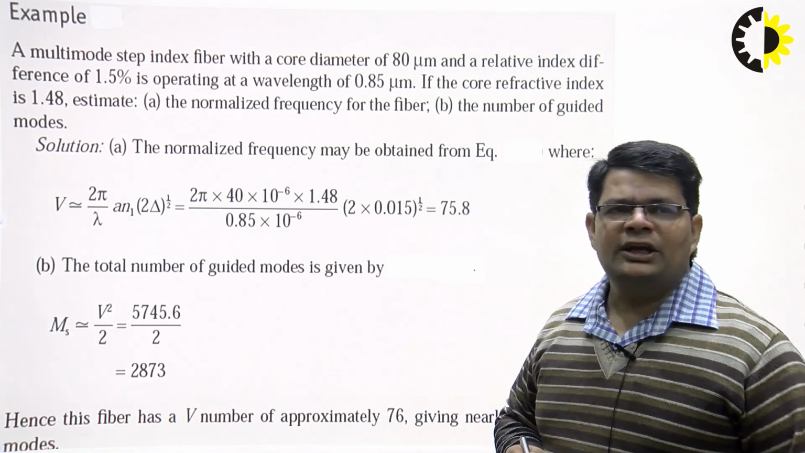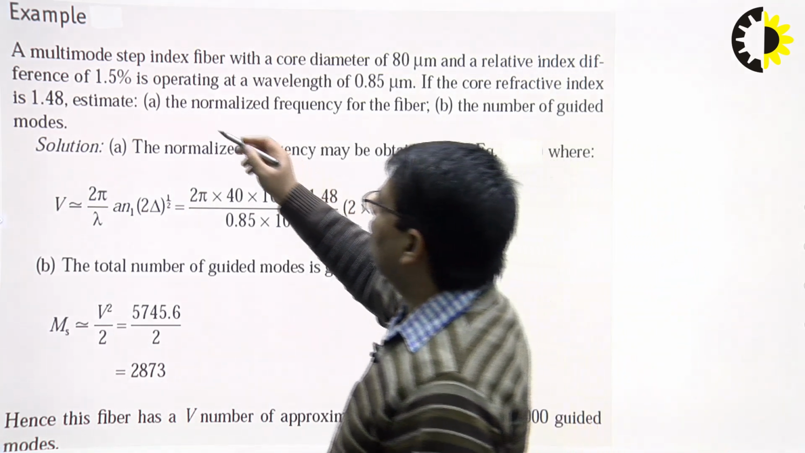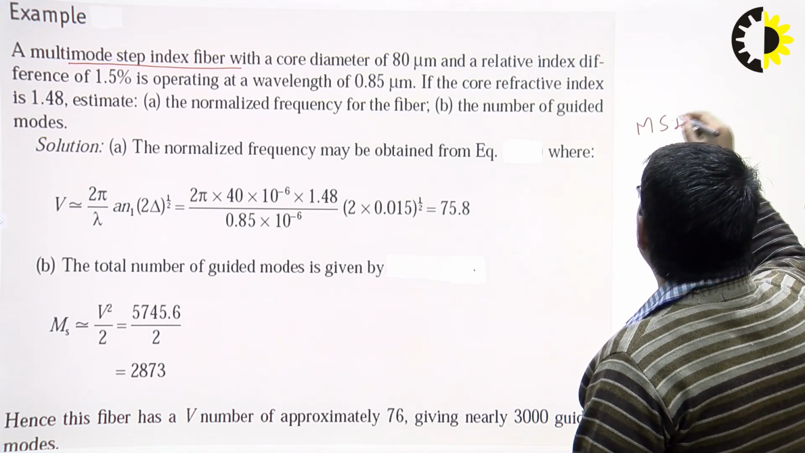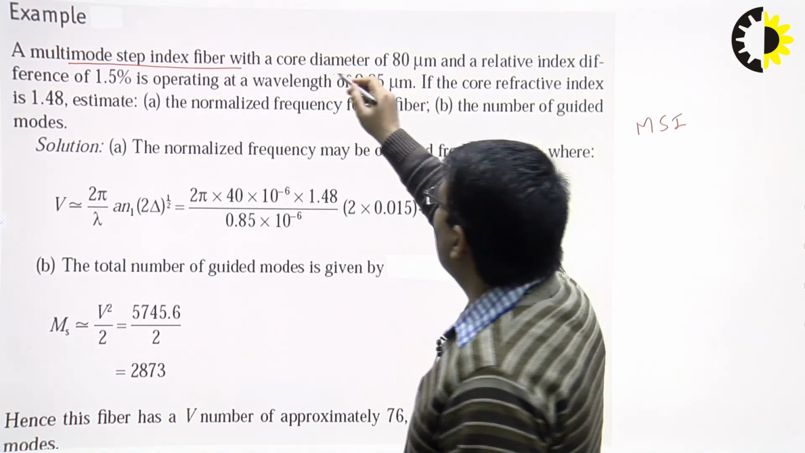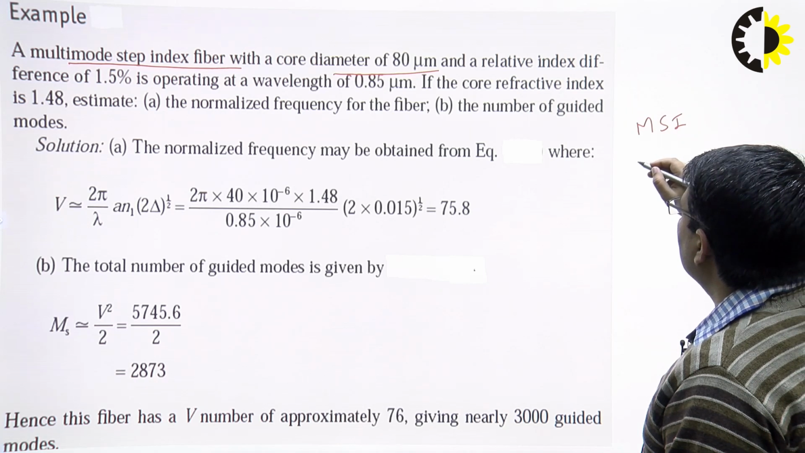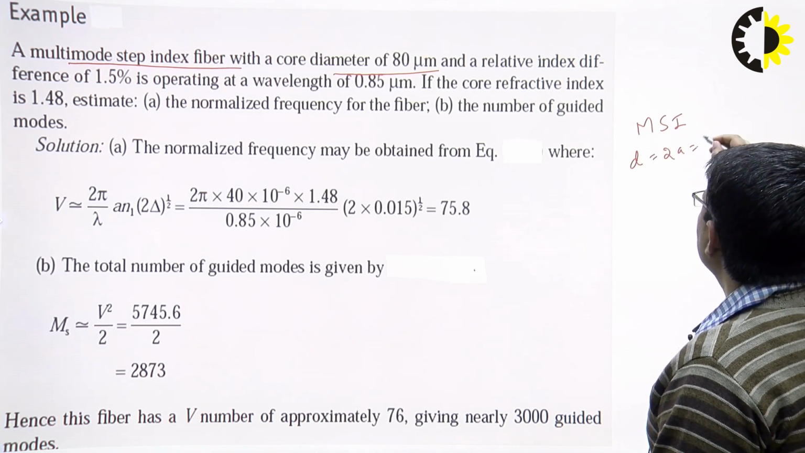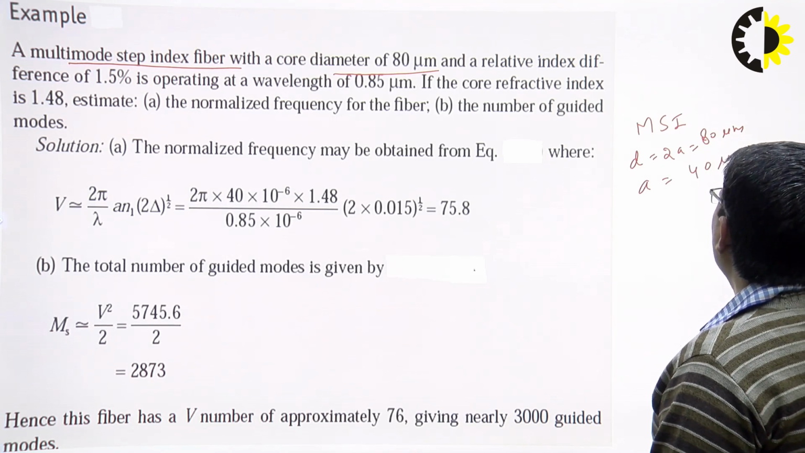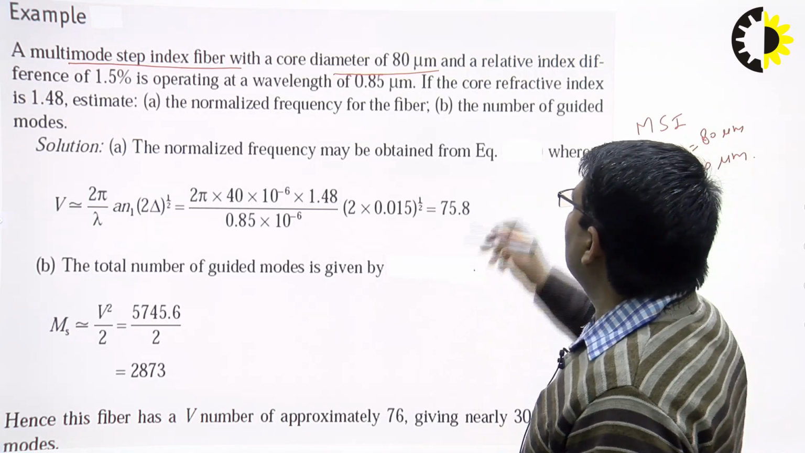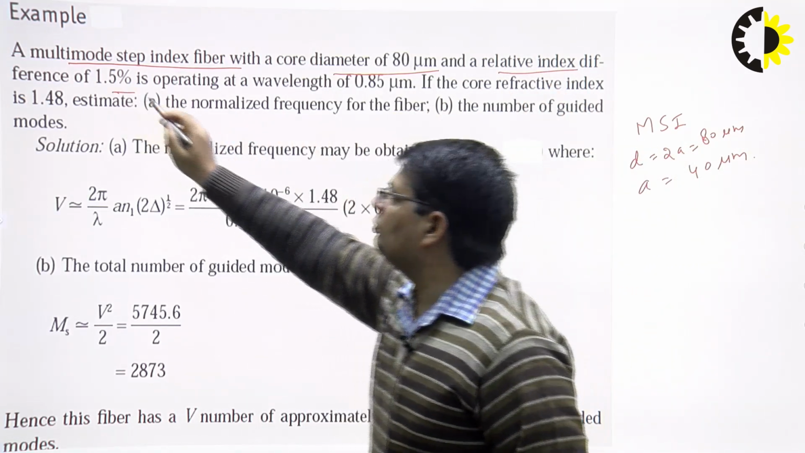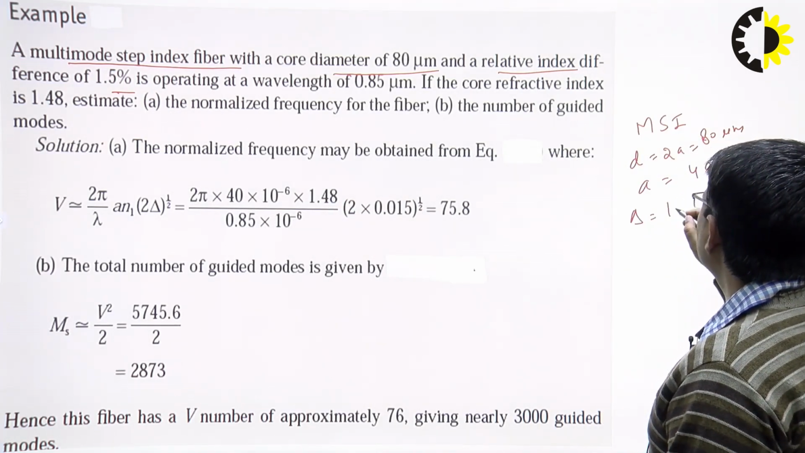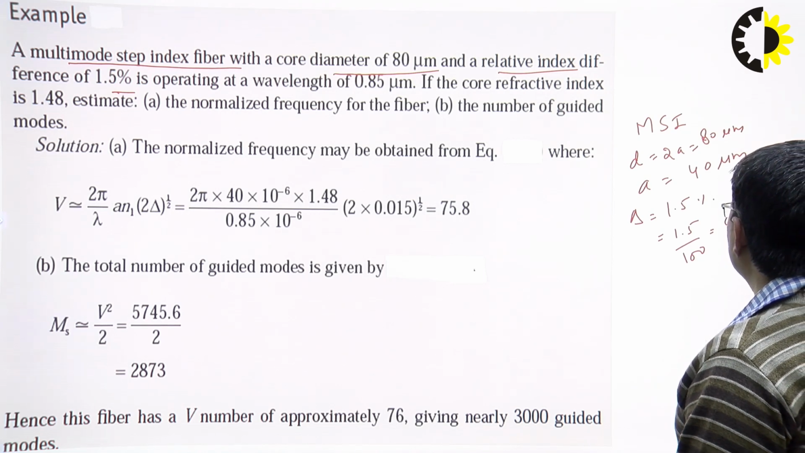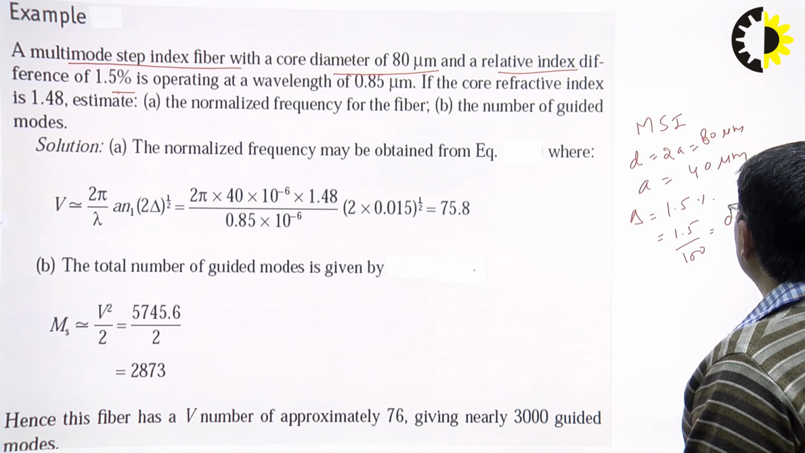So let's consider the first numerical problem for this lecture. The first question is, we are having a multi-mode step index fiber, where the core diameter is 80 micrometer. That means we are given with diameter 2A as 80 micrometer, so the radius is 40 micrometer. Then we are given the relative refractive index difference as 1.5%. So delta is 1.5%, that is 1.5 by 100, that is 0.015.